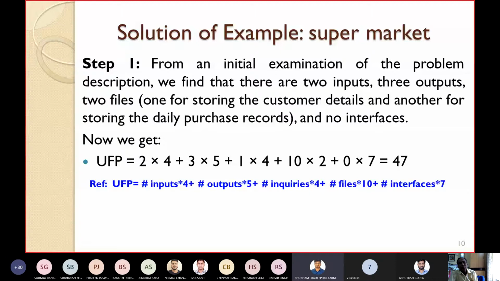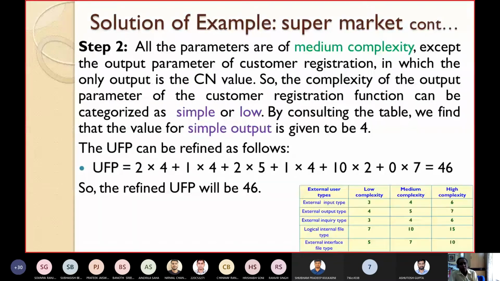So now this is an initial examination, but if you examine the requirement specification more closely, you will mark some difference. What is the difference? Sir, for interface, why is there 0? Like it can be 1. Like the data is coming, like what customers are there and what stock is there. So we are taking the interface data from another data store.